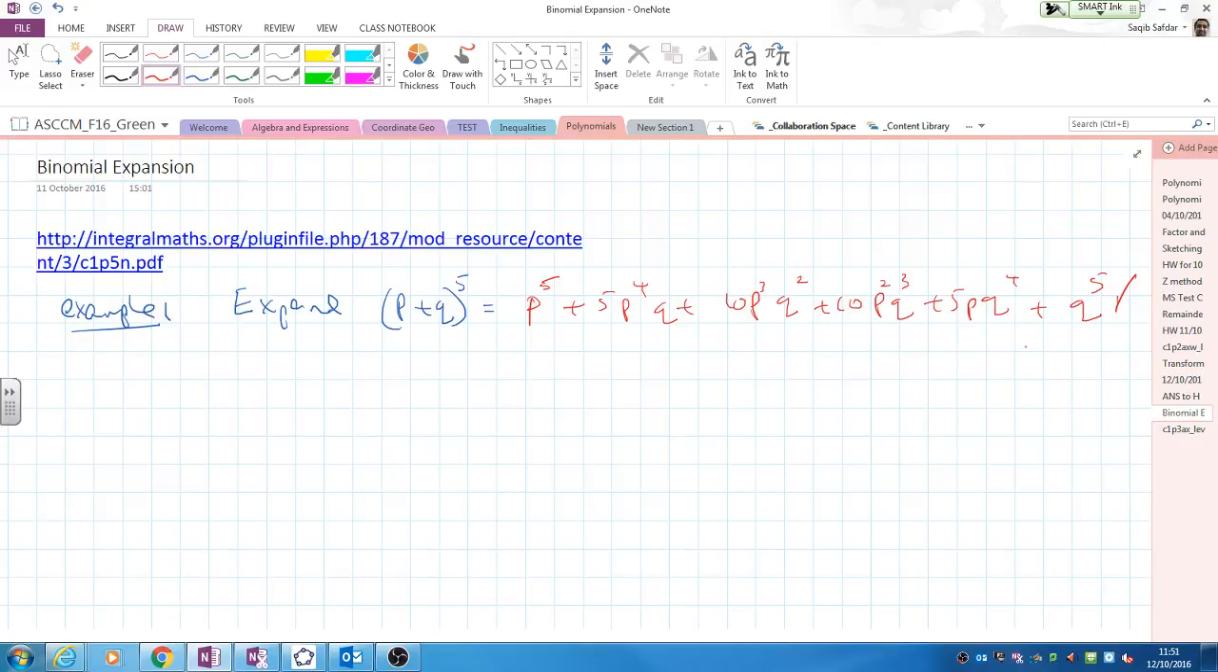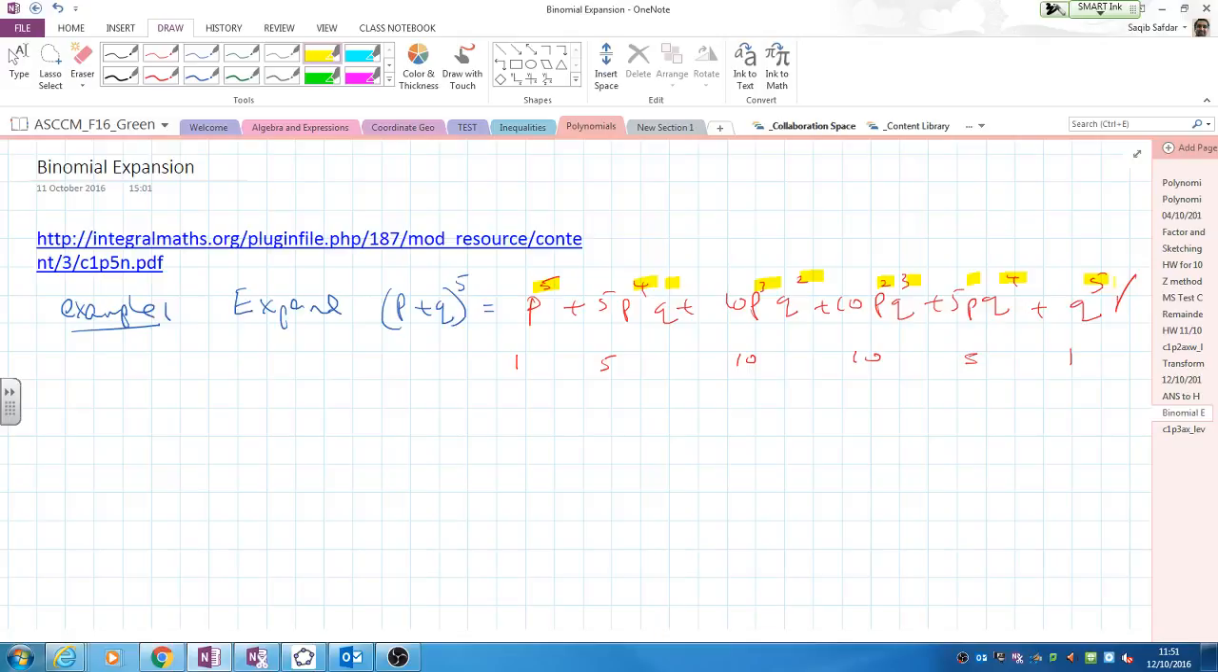Okay. Now, one of the things that we can see from here is this pattern. If you look at the coefficients, you've got 1, 5, 10, 10, 5, 1. So there's the pattern for the coefficients. And there's another pattern. It's to do with the indices. Can anyone see that pattern? They add up to 5. So you've got 4 and a 1, which is 5, 3 and a 2, which is 5, 2 and a 3, which is 5, 1 and a 4, which is 5. Okay?